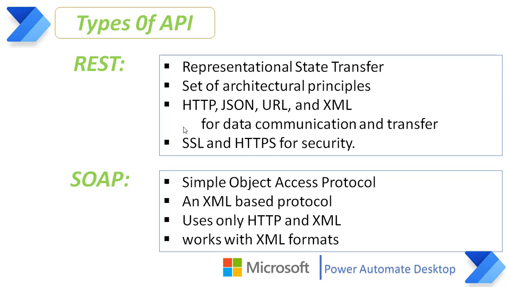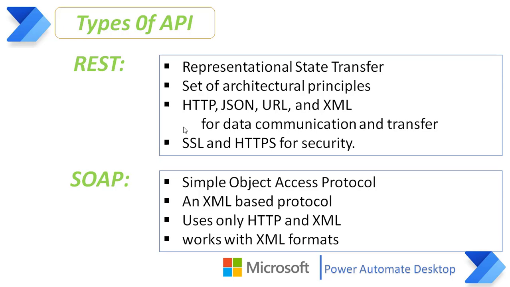REST API uses multiple standards like HTTP, JSON, URL, and XML for data communication and transfer. REST API has SSL and HTTPS for security purposes. And also, REST API does not need much bandwidth for its usage. This is the major reason why we are going to use REST APIs in our real-time scenarios.